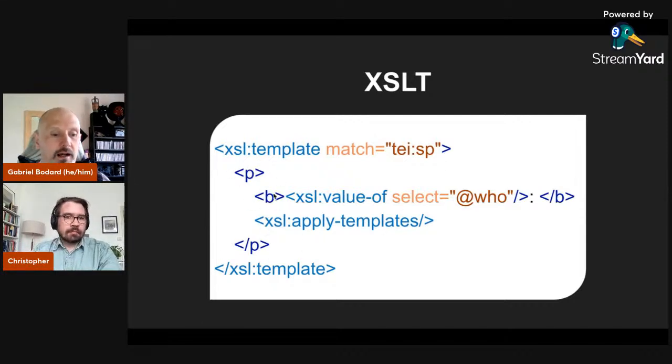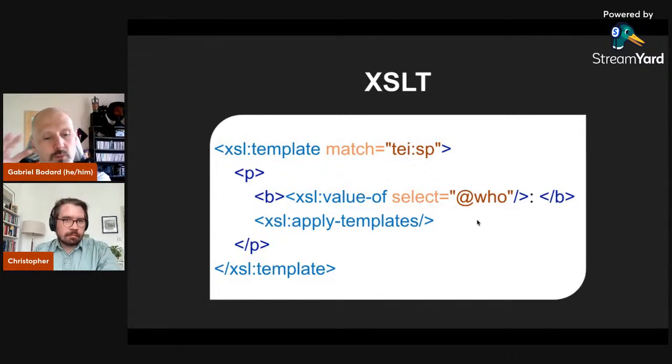Then it's saying create a bold element in HTML and put inside the bold element the value of the who attribute of that speech element, and then put in a colon and then a space. And then after you close the bold element, either print the contents or transform in ways that are defined by other templates in this style sheet, anything else you find inside the speech. Okay, so apply templates just means carry on and keep looking.